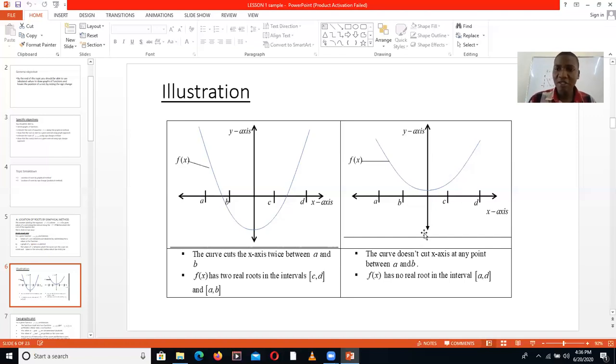This one does not cut the x-axis at any point in the interval AD. So that means that the function you plotted has no real roots in that interval. That means that you can't get any value between a and d that you can substitute in this function and it becomes 0. So it has no roots in that interval. Now, what if the function has more than two roots? How will the curve look? We shall have something like this.